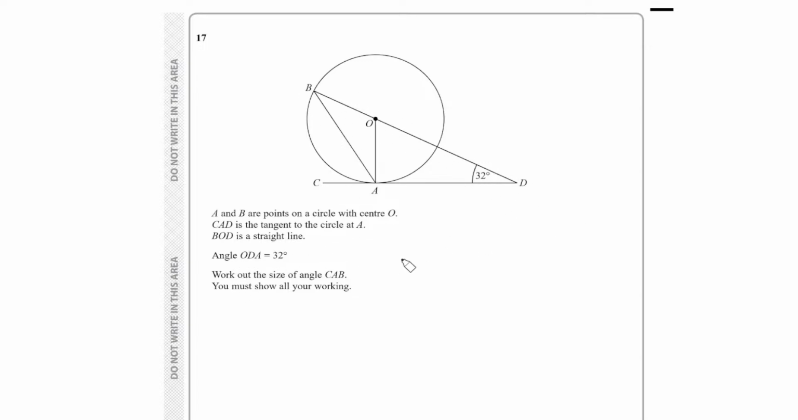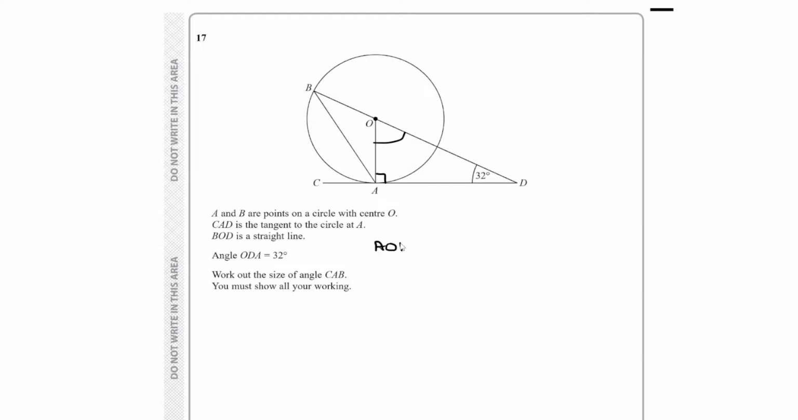Then they've obviously given us this angle 32. Work out the size of angle CAB. They haven't said to give any reasons, so just double check if they do. Sometimes they do, sometimes they don't. So what I was thinking was, here we've got a triangle. We obviously have to start with the 32, don't we? This is 90 because tangent radius, right? So then I could work out this angle in my triangle, couldn't I?